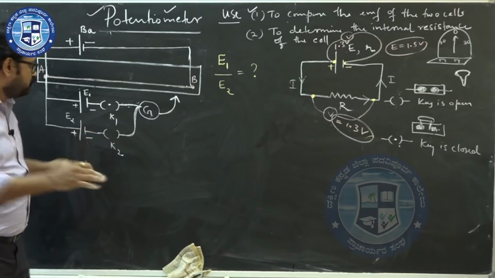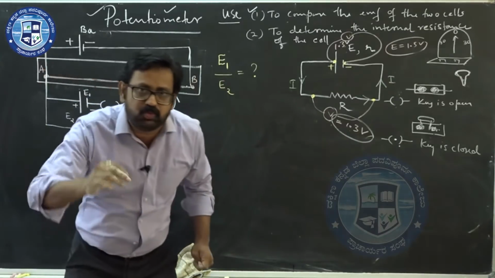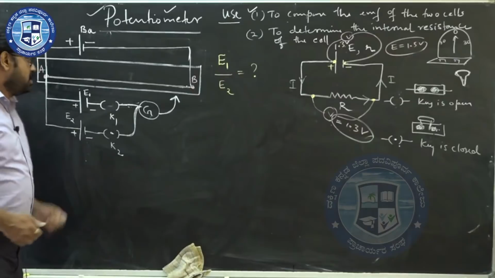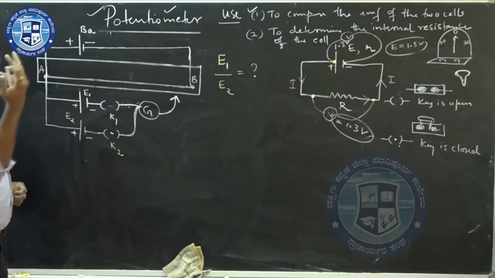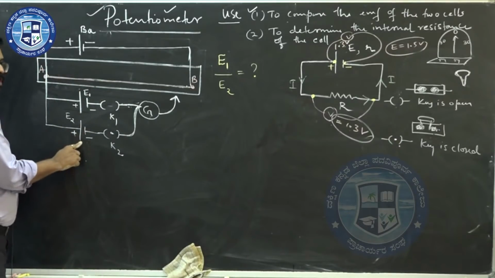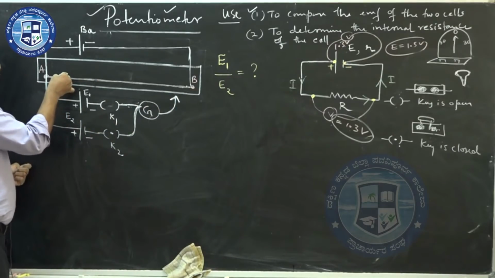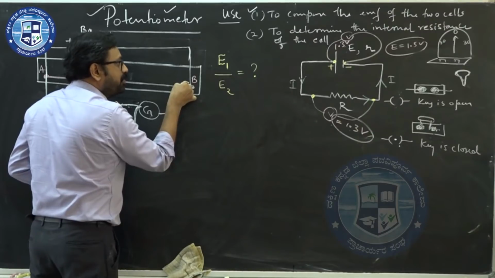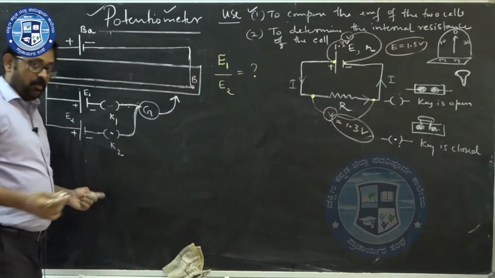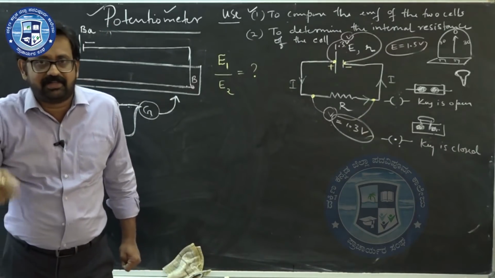Next, I have to check for E2 also. Open the key K1, close K2. Again repeat the same thing. When you open the key K1, this part is of no use, you can remove that. Only the cell of EMF E2 is involved in the circuit. Again repeat the same thing. Keep the sliding contact in contact with the wire near end A. The pointer in the galvanometer should show deflection to one side. Keep the sliding contact near end B, and the pointer should show deflection to the opposite side. If you observe that, it is confirmed that the EMF of the battery is greater than the EMF of each cell, the second cell also.